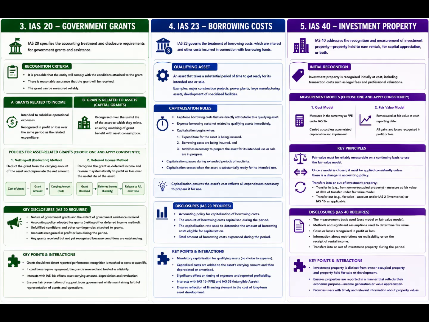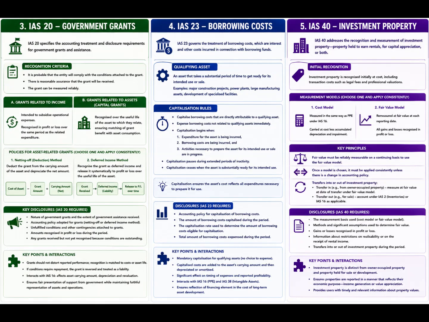Grants related to assets, often referred to as capital grants, must be recognized over the useful life of the asset they relate to, ensuring alignment between the grant benefit and asset consumption. IS 20 permits two policies for asset-related grants, either deducting the grant from the carrying amount of the asset and depreciating the net amount, or recognizing the grant as deferred income and releasing it systematically into profit or loss.